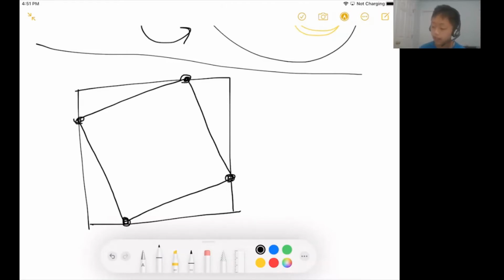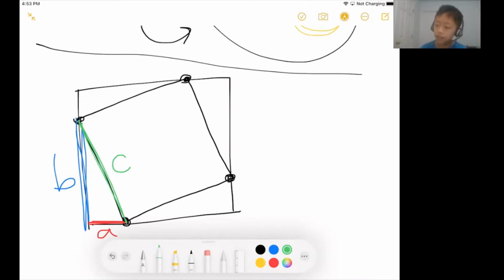Right? And let's call this length A. Let's call this length B. And let's call the side length of the inner square C. Right? So nothing complicated so far. Now what we're going to do is derive a relationship between A, B, and C, and that'll give us something called the Pythagorean theorem.